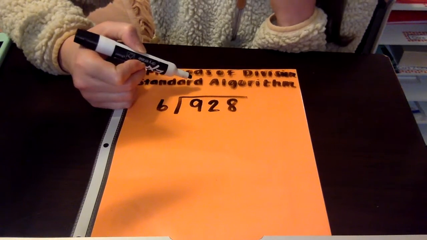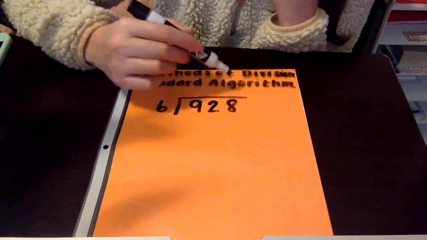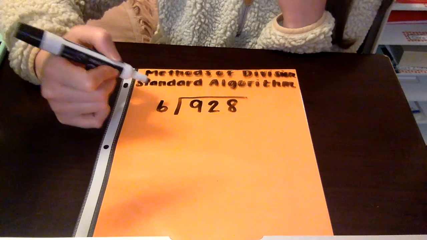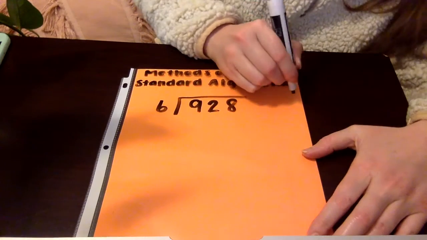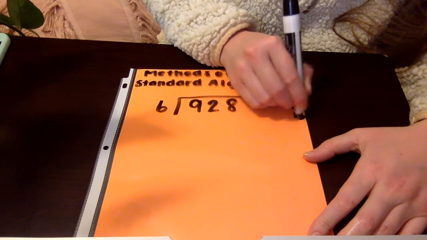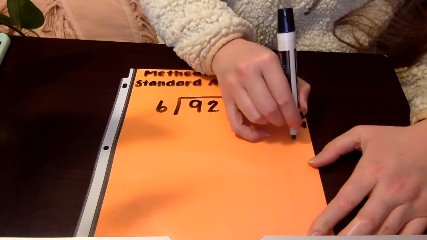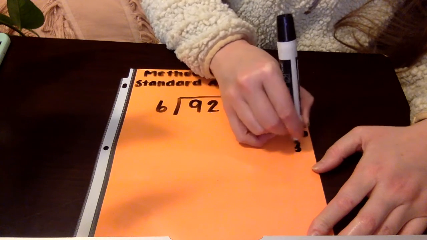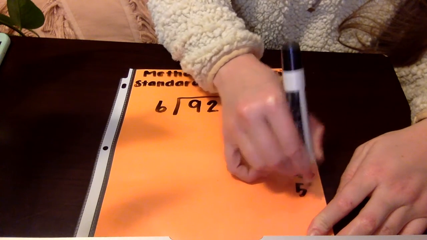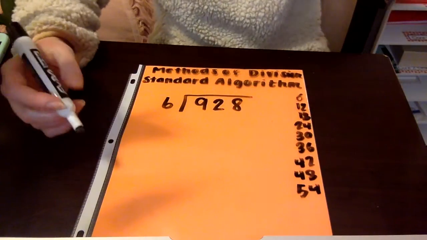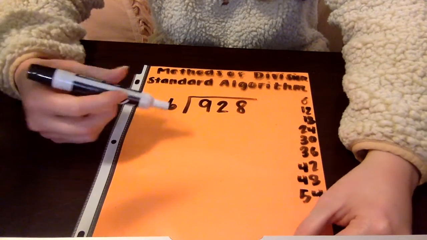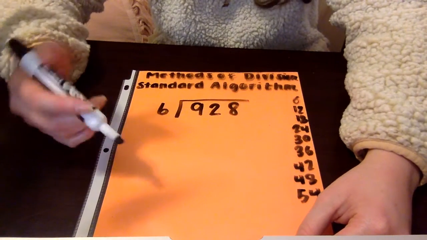Our answer to our division problem is called the quotient, and that's going to end up on top of the house when we're done. So we'll start by making multiples of 6, and we're going to do the first 9 multiples just down the side as a nice reference for us. So we'll start with 6, 12, 18, 24, 30, 36, 42, 48, and 54. And this is just a reference point for us as we're figuring out how many times 6 is going to go into 928.